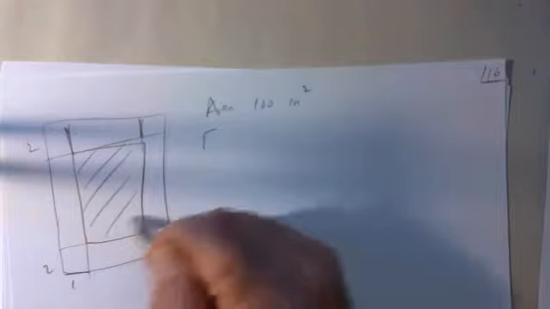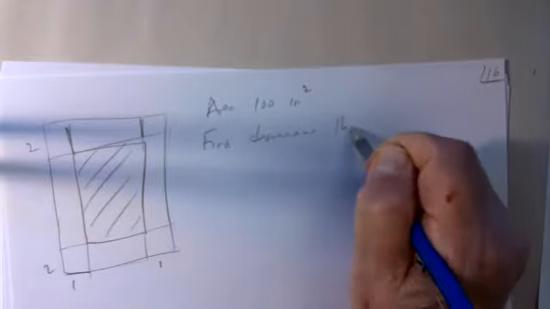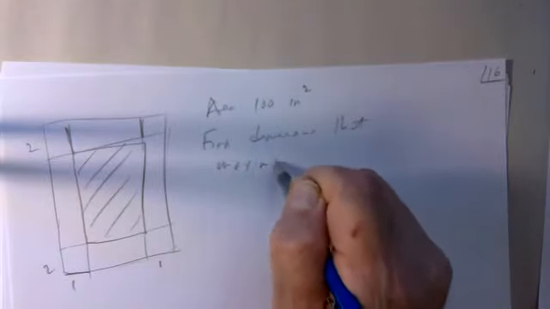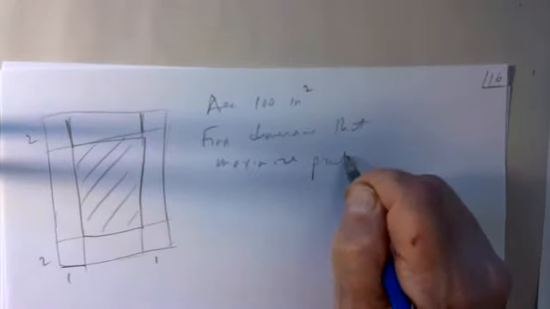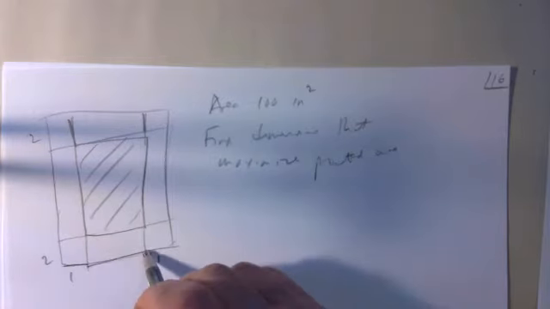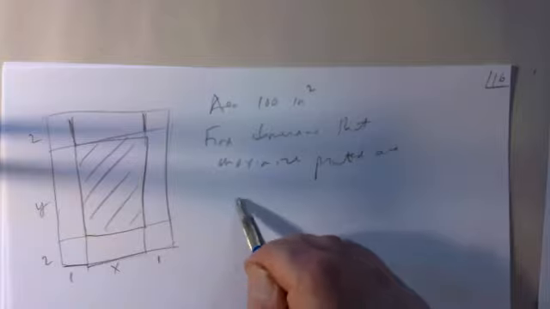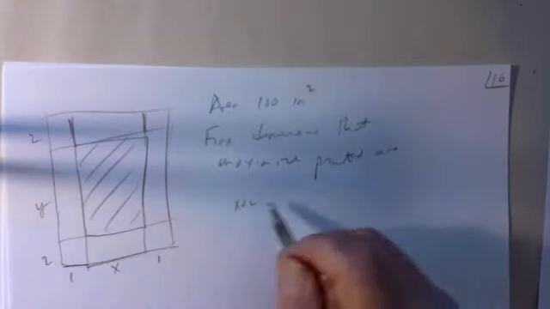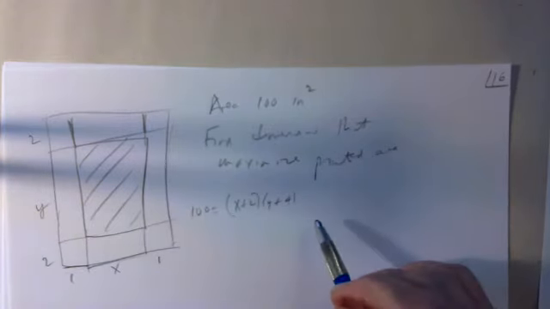But this is the printed part of the poster. So find the dimensions that maximize the printed area. So if we were to, for example, call this X and this Y, the total width is X plus 2. The total height is Y plus 4. And that total area is 100 square inches.